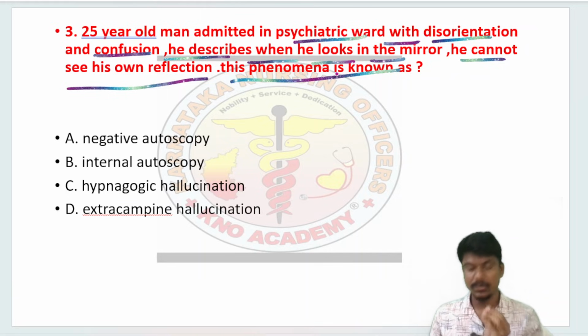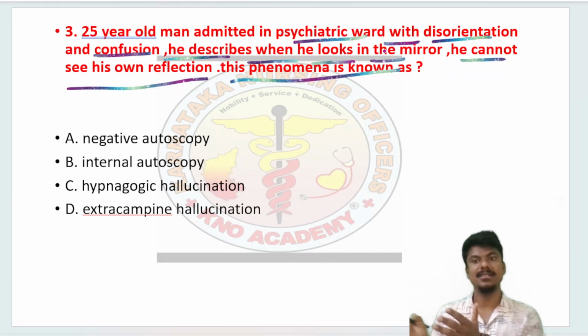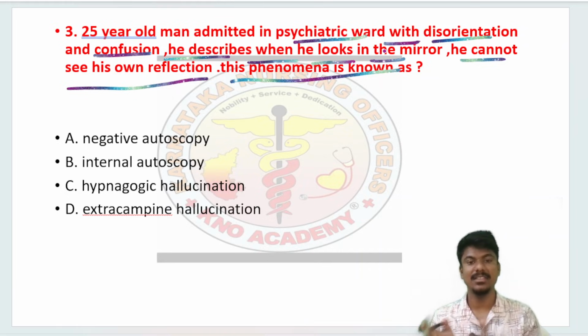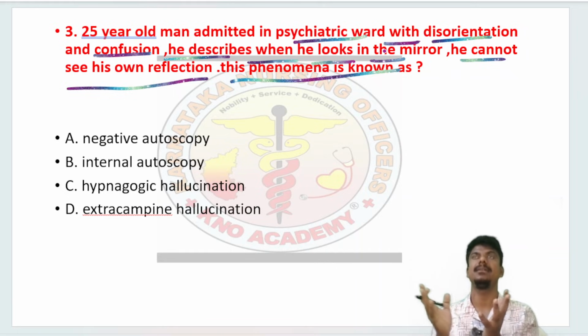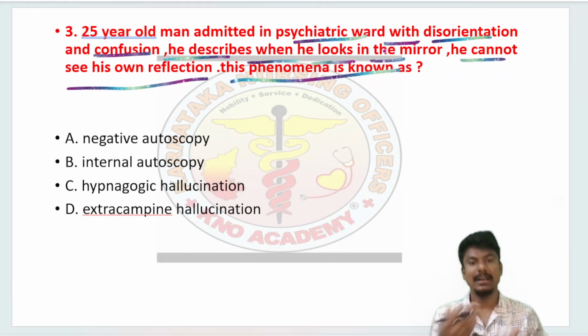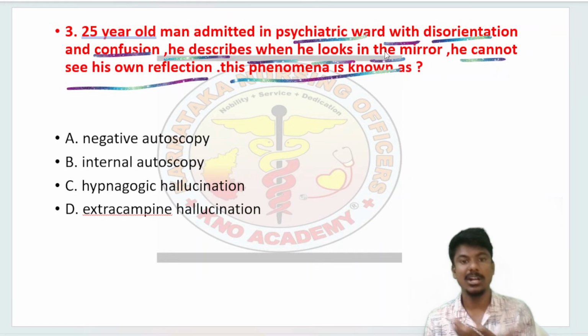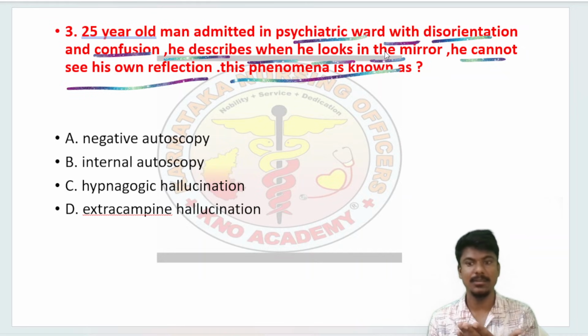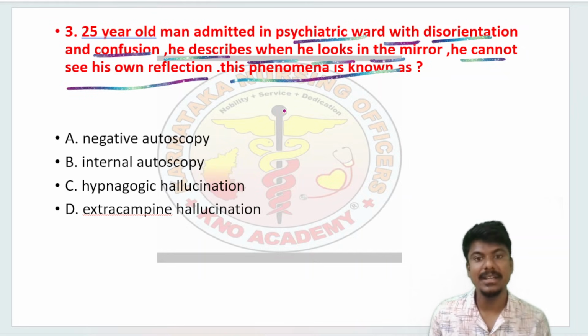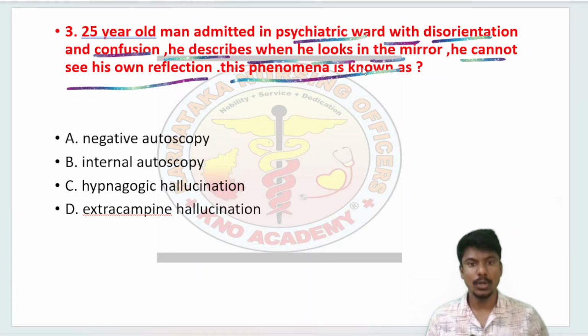A 25-year-old man was admitted in the psychiatric ward with complaints of disorientation to place, person, and time, along with confusion. He doesn't have clarity of thoughts. If you ask his name, he'll be confused and will say something unclear. He describes that when he looks in the mirror, he cannot see his own reflection. This phenomenon is known as.